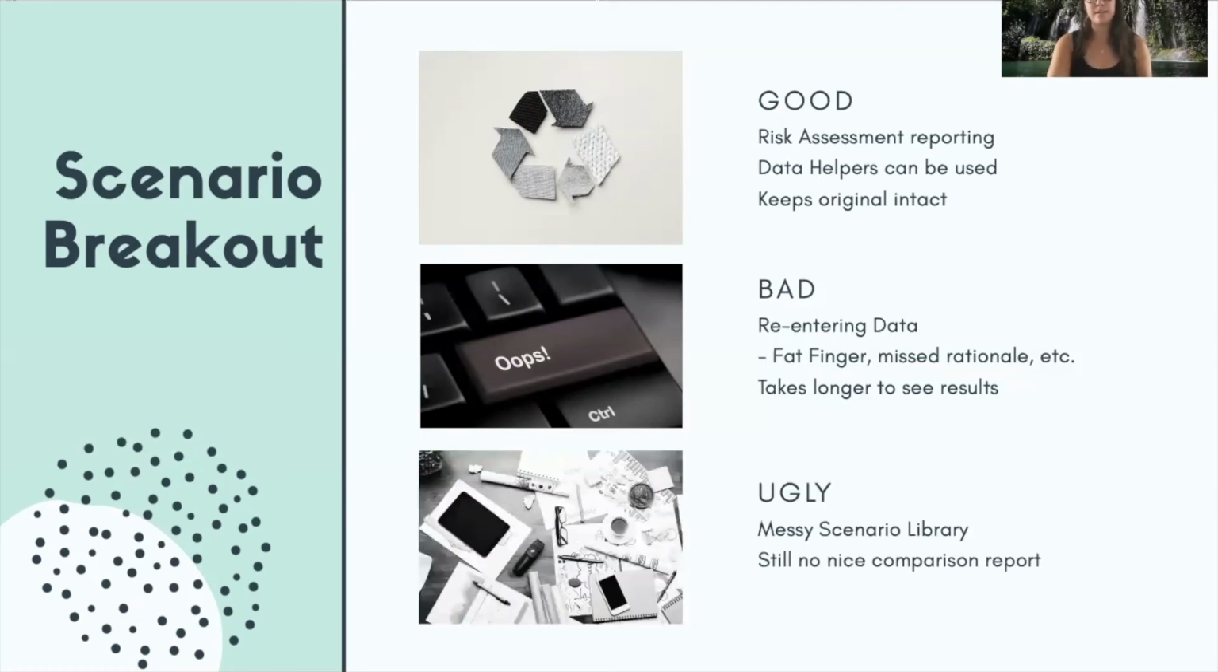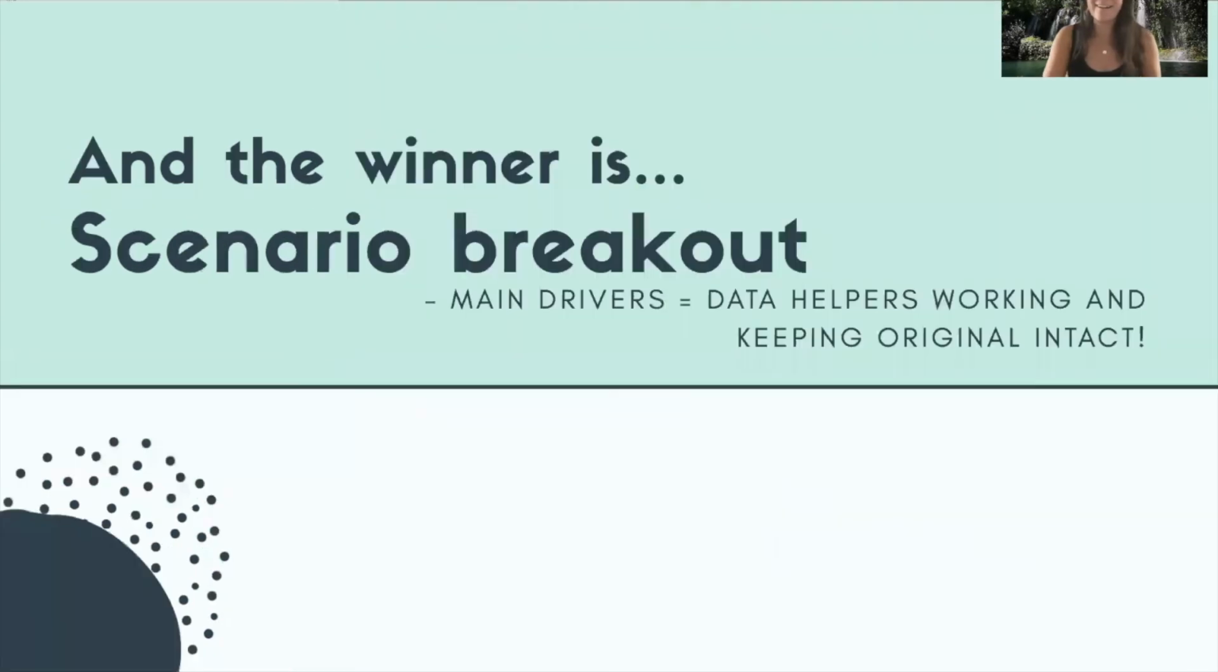And then the ugly: messy scenario library. Nobody likes messiness. And it's still no nice comparison reporting. So it still doesn't get us to that ultimate goal. And it's just not going to be possible. So that's a workaround regardless. So, of those two, drum roll, what did we decide on? The winner is the scenario breakout.